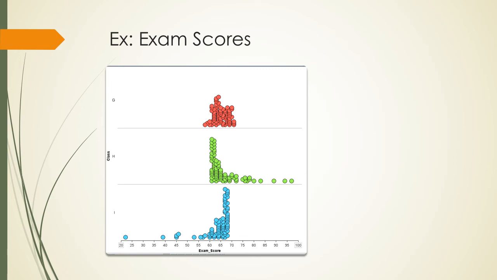Finally, let's consider the issue of shape. For these 3 classes shown, this is a key distinguishing feature. Class G is roughly symmetric, whereas the other 2 classes show significant skewness. We label the skewness by the direction of the tail. This means that class H is right skewed, whereas class I is left skewed.